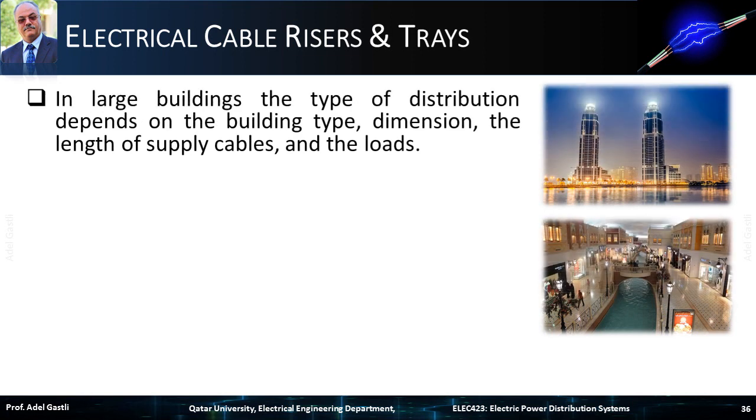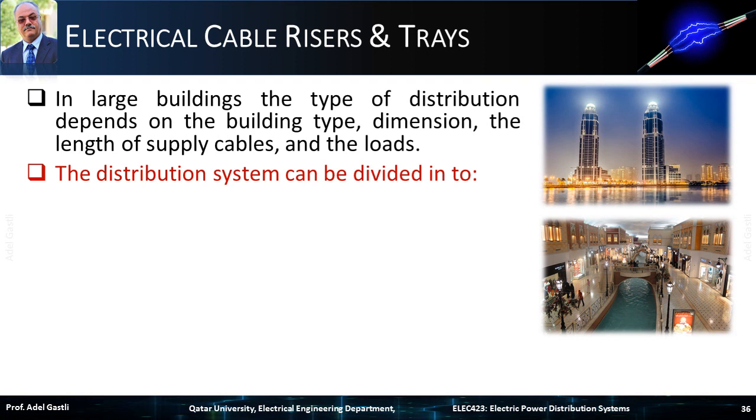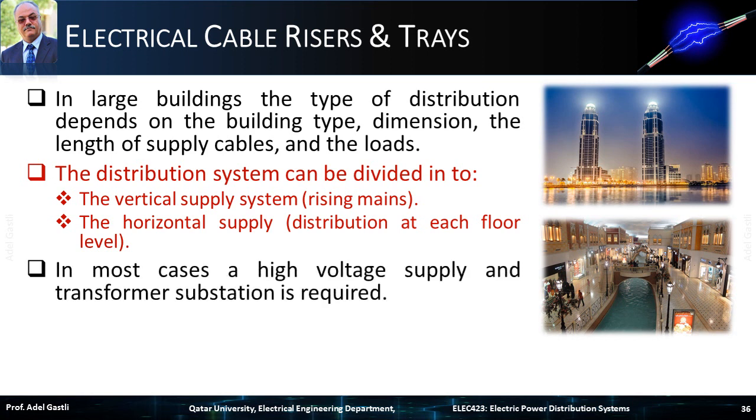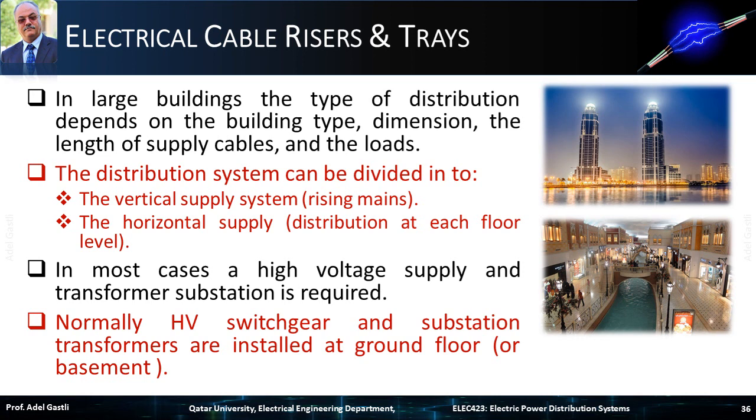In large buildings, the type of distribution depends on the building type, dimension, the length of supply cables, and the loads. The distribution system can be divided into the vertical supply system, with rising mains, and the horizontal supply, for power distribution at each floor level. In most cases of large buildings, a high voltage main supply and transformer substation is required. Normally high voltage switchgear and substation transformers are installed at ground floor, or basement.